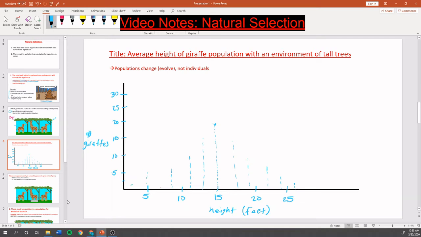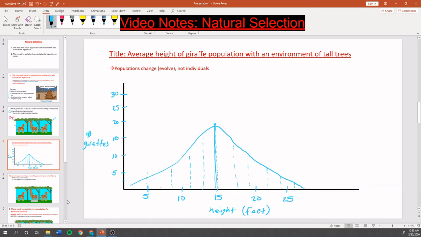So if we draw a line on this, this is called a bell curve. This would look like that, okay? Where the average is the one where there's the most of right there. Okay, so let's say that is the average in giraffe height.